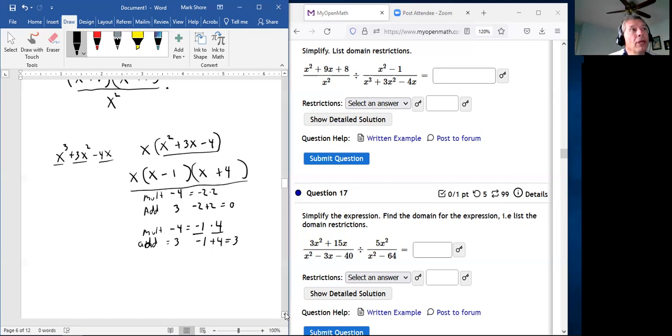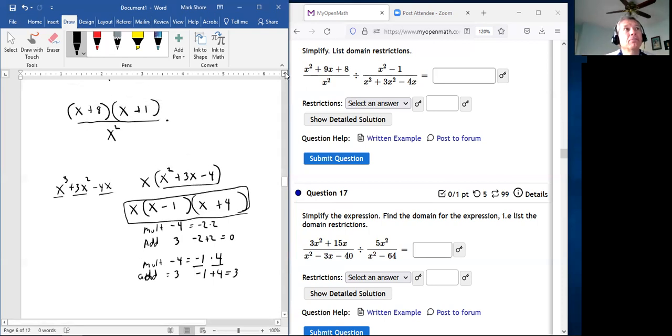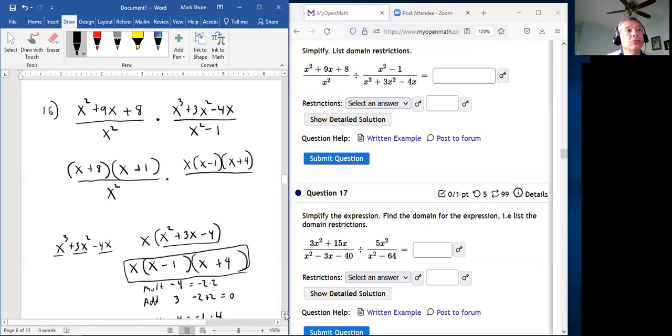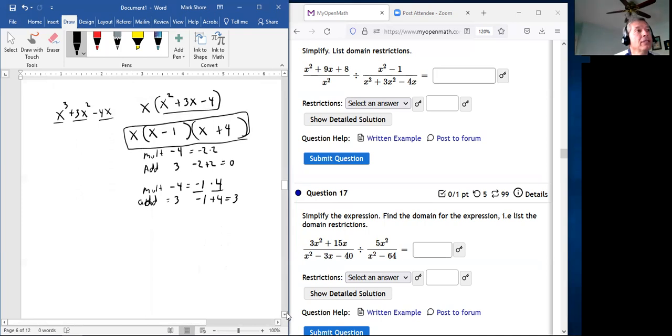So this whole thing is what this x cubed expression breaks down into. So this thing right here breaks into x times x minus 1 times x plus 4. We have one more to break down, and that's this x squared minus 1. So let's do that down here too. That's a weird one. So looking at the x squared minus 1, here we go.